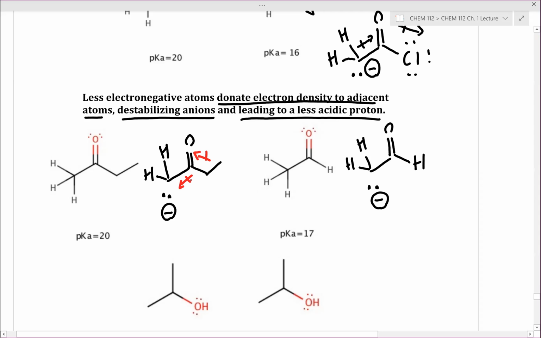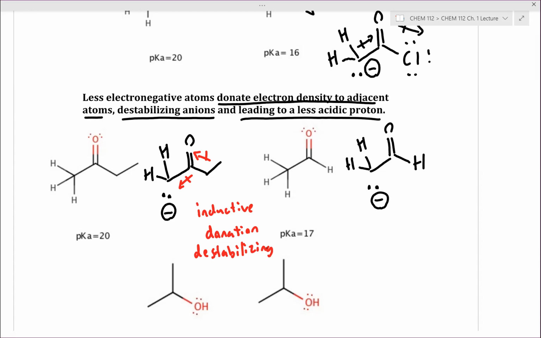Now, as a result of this inductive donation, what happens to our alpha proton pKa? What happens to this anion stability? Is it more or less stable if we're shoving electron density into and adjacent to our anion? Less stable. Negative charges repel. So this inductive donation is destabilizing. And as a result, would we expect our alpha proton to become more or less acidic as a result of this destabilizing interaction? Less, exactly. So that's why aldehydes are, in general, easier to deprotonate at the alpha position, because hydrogen is such a weak donor. It doesn't have a lot of electron density to give.